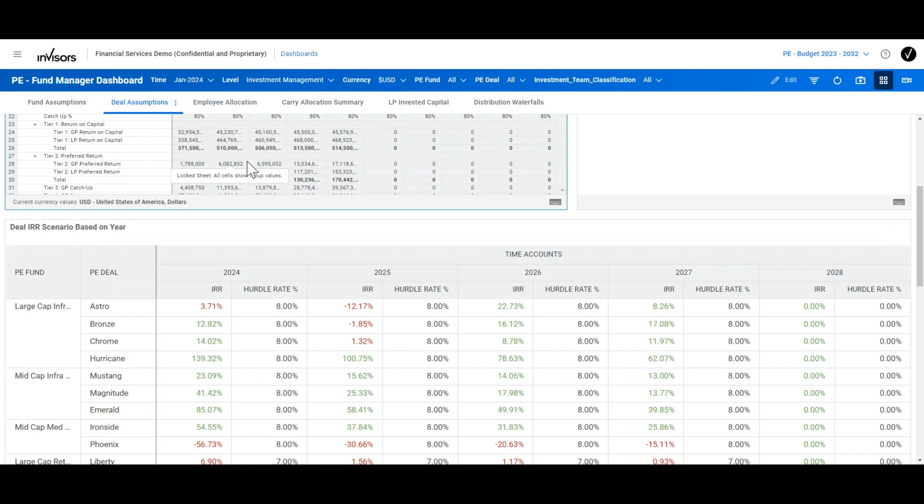We also have below a chart which will help us with scenario analysis, which will show us our different IRRs across the years depending on which year that deal closes.